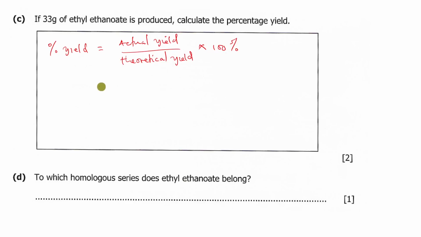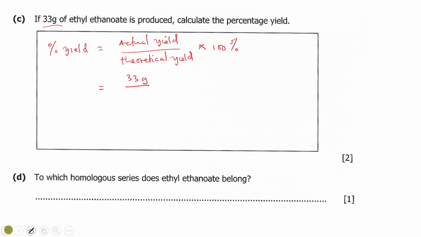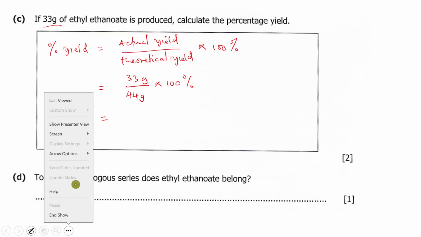So they're saying if 33 grams of ethyl ethanoate is produced, calculate the percentage yield. So this one becomes the actual. So say, okay, 33 grams over, that one we calculated was theoretical, 44 grams, times 100%. Now we are going to get our calculator to see the answer.